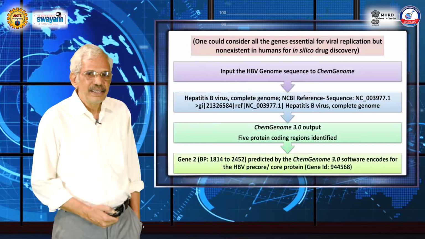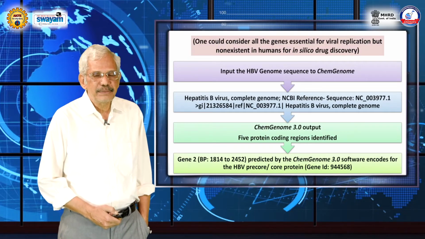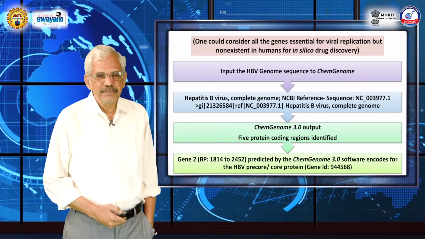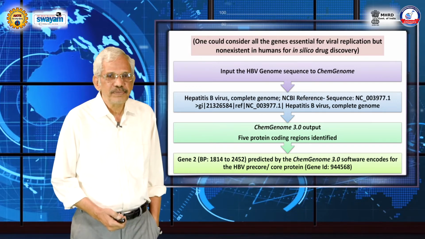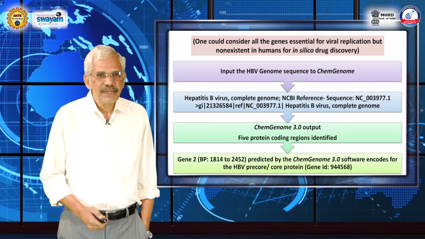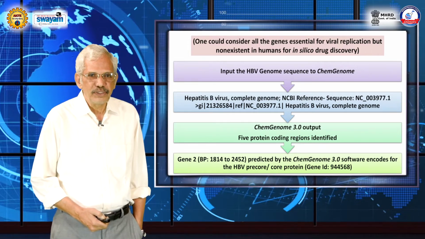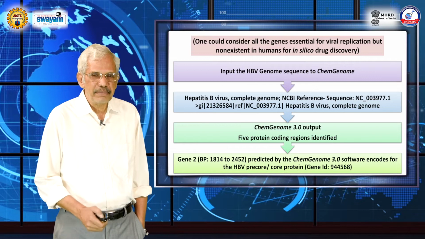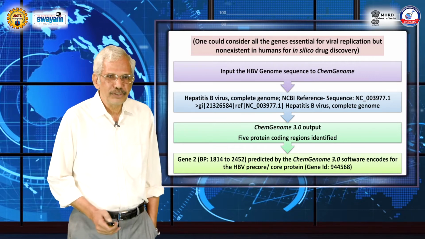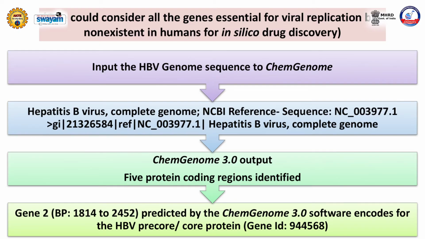How is that so? Well, let's go over back to that big data slide where NCBI has all the information on the genomes. Now, I go to NCBI site, I download this hepatitis B virus genome. So, complete genome is available on my laptop. Then I push this to my ChemGenome software, and this chemistry based genome annotation software. What does it do? It identifies 5 protein coding regions.